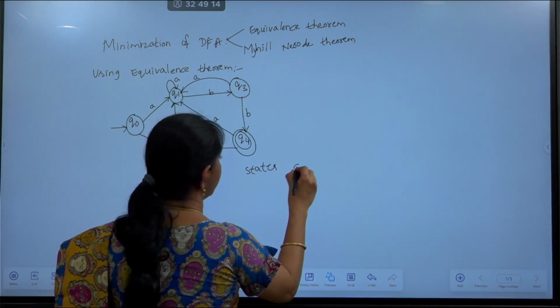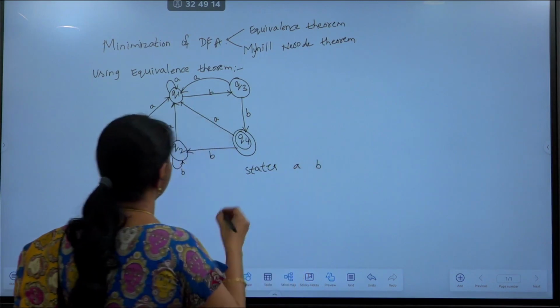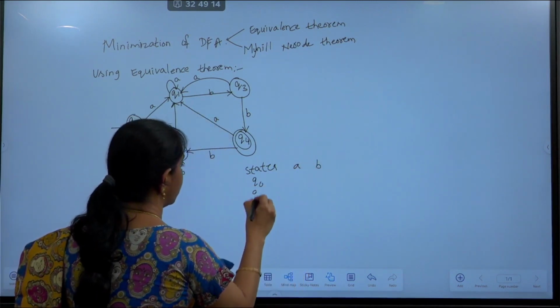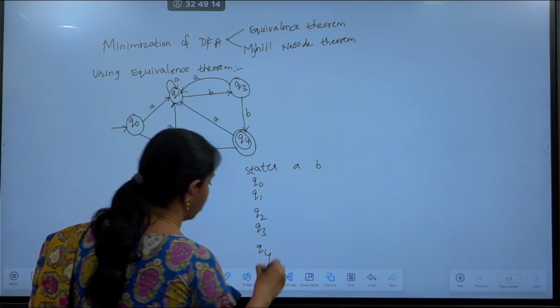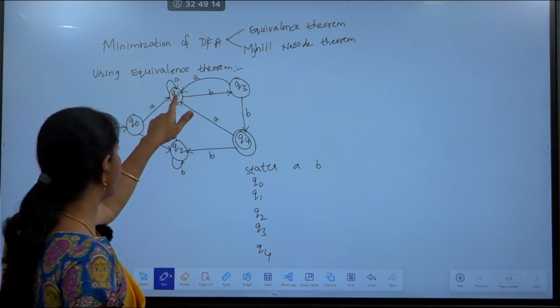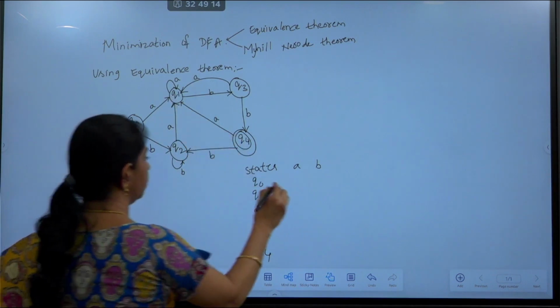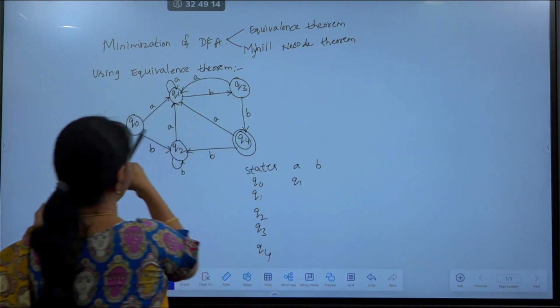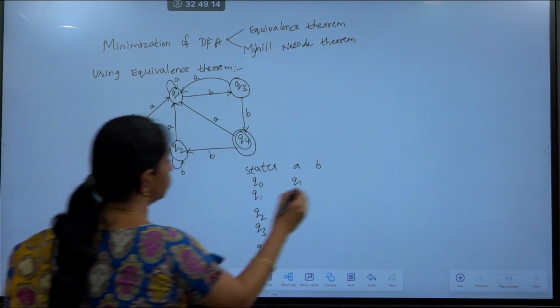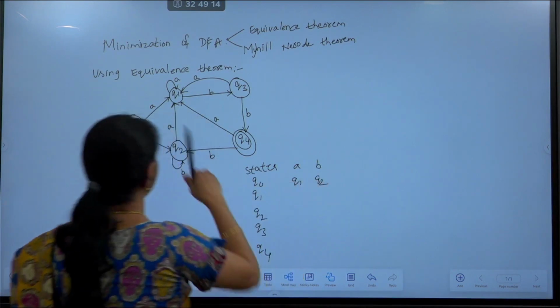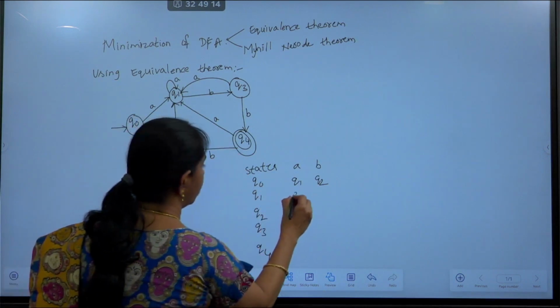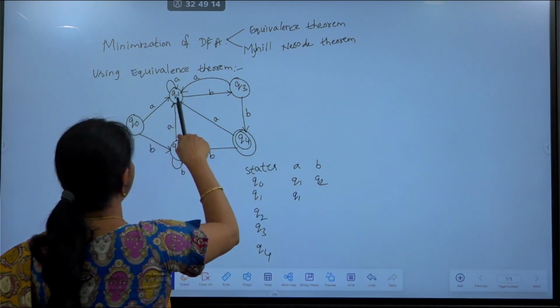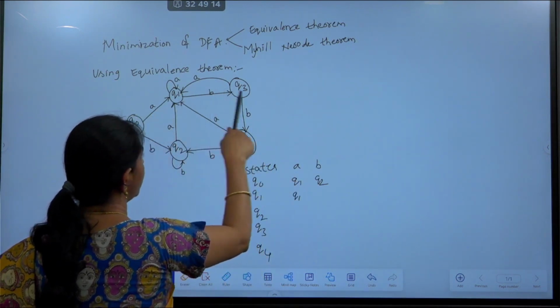States on input alphabet A and B. First we will have the states Q0, Q1, Q2, Q3, Q4. Q0 on input alphabet A, the transition is to Q1. Q0 on input alphabet B, we have the transition to Q2. Q1 on input alphabet A, the transition is to the same state itself, that is Q1. Look at the arrow marks. Q1 on input alphabet B, we are reaching Q3.